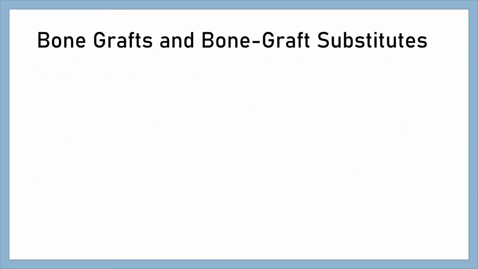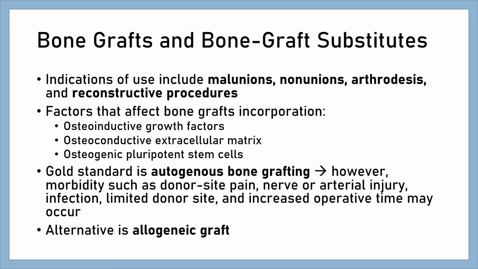Bone grafts and bone graft substitutes. Indications of use include malunions, non-unions, arthrodesis, and reconstructive procedures. Factors that affect bone graft incorporation: first, osteoinductive growth factors; second, osteoconductive extracellular matrix; third, osteogenic pluripotent stem cells. The gold standard is autogenous bone grafting. However, morbidity such as donor site pain, nerve or arterial injury, infection, limited donor site, and increased operative time may occur. An alternative is allogenic graft.